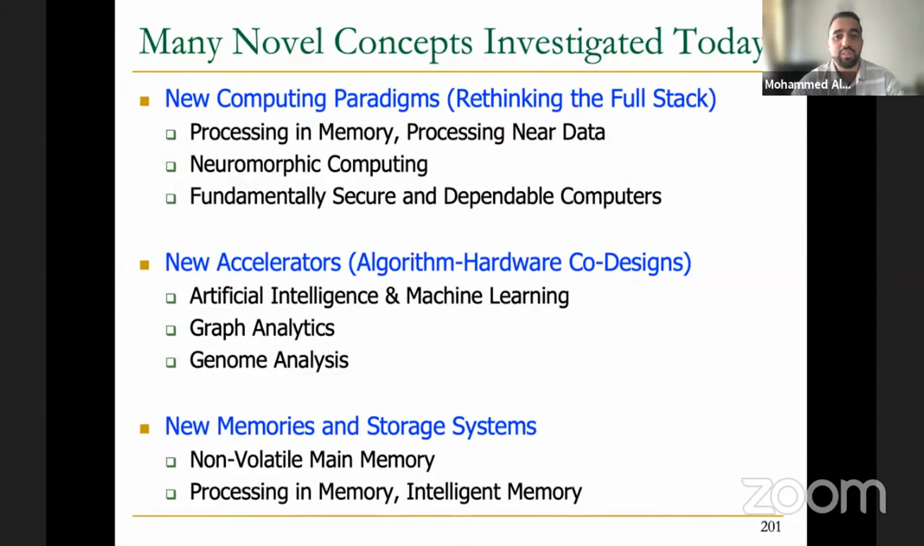So we are trying to rethink the full stack for each application, because some applications might benefit from processing in memory, but some other applications might benefit more from processing near storage, or vice versa. So we cannot have one architecture that fits all these applications, but rather we need to re-examine every stage and every kind of application. We can see a lot of new accelerators proposed for artificial intelligence, machine learning, graph analytics, and genome analysis. New memories and storage systems are also enabled by these applications, or by the need for accelerating these applications.